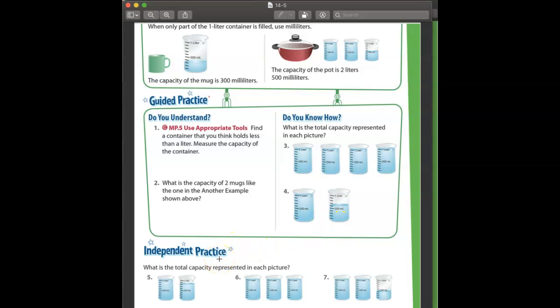What is the total capacity represented in each picture? Here we have 1 liter, and then this is, it looks like 100, 500, 600, 700, 800 milliliters. So this one is 1 liter, 800 milliliters.